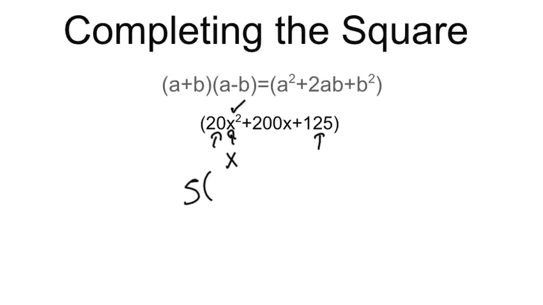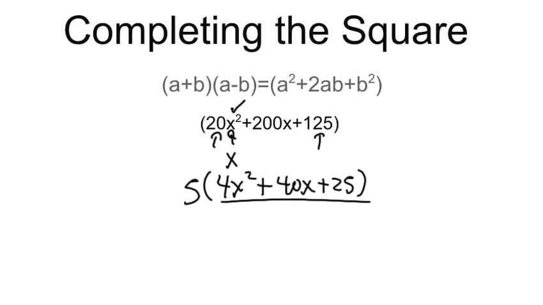So 20 divided by 5 would be 4x squared. 200 divided by 5 would be 40x. And 125 divided by 5 is 25. And again, I'm in that situation of the last problem where that's not a perfect square. And again, if it had been 20x, then we could just factor it normally. Let's look at one more example.